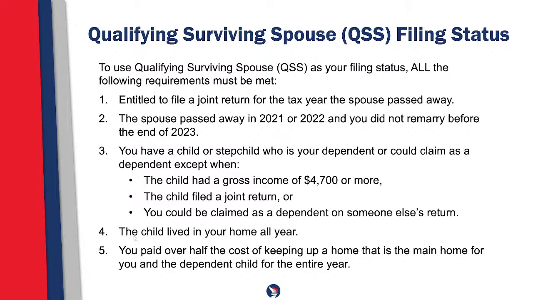Qualified surviving spouse, the child had lived in your home all year. Obviously temporary absences do count to your advantage. So if they were away for medical, they were away for school, that still counts. You paid over half the cost of keeping up a home that is the main home for you and the dependent child for the entire year. Well, that's not a new rule. That was the same rule that we just talked about on head of household. We're just recycling it here.